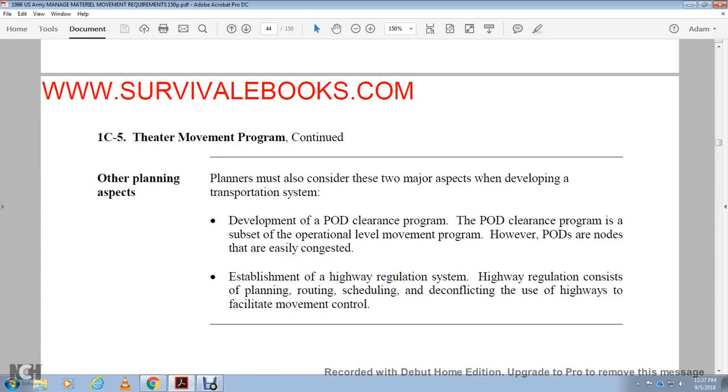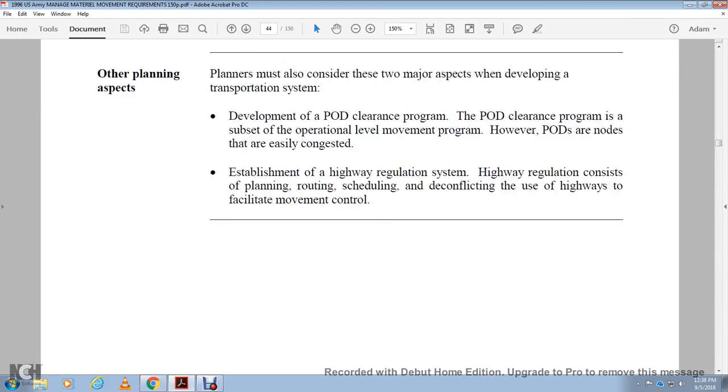Establish a highway regulation system. A highway regulation system consists of the planning, routing, scheduling, and deconflicting of the use of highways to facilitate movement control.